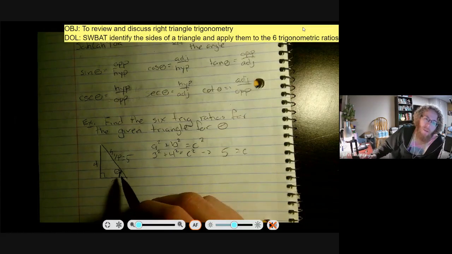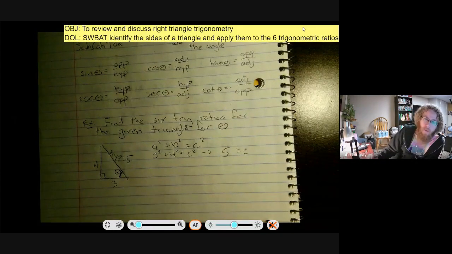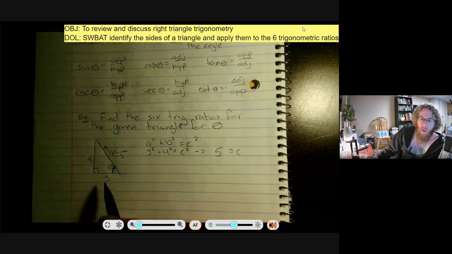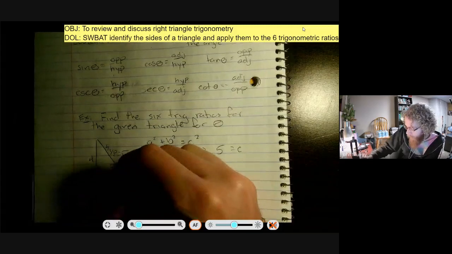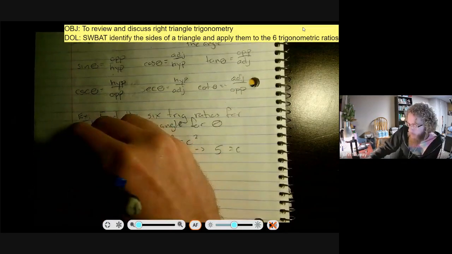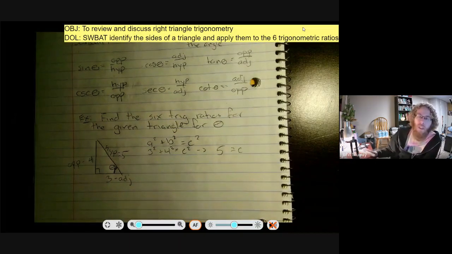So here's my angle. We just found out that the hypotenuse was 5. With reference to this angle, the 3 would be my adjacent, and the 4 would be my opposite. And that's all you need to answer this question.